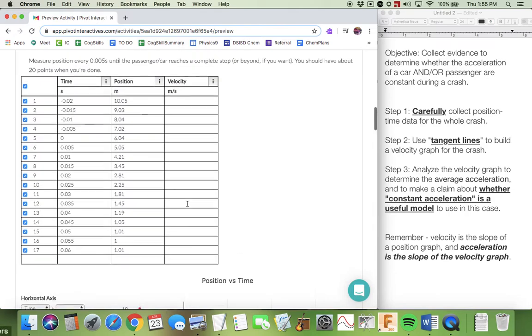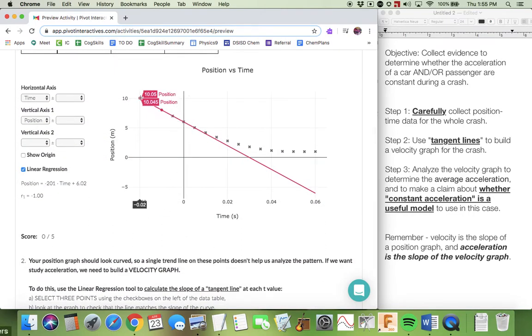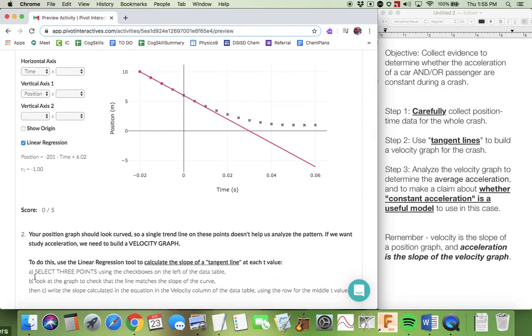I'm going to scroll back up to my data table. I'm going to click this check mark to unselect all the points. And then I'm just going to select 1, 2, 3 points to use for my tangent line. I look down here and I can tell the slope is just using these 3 points. All of these other points are totally ignored. So I can take this slope off of the equation and look at the graph to check that the line matches the slope of the curve.